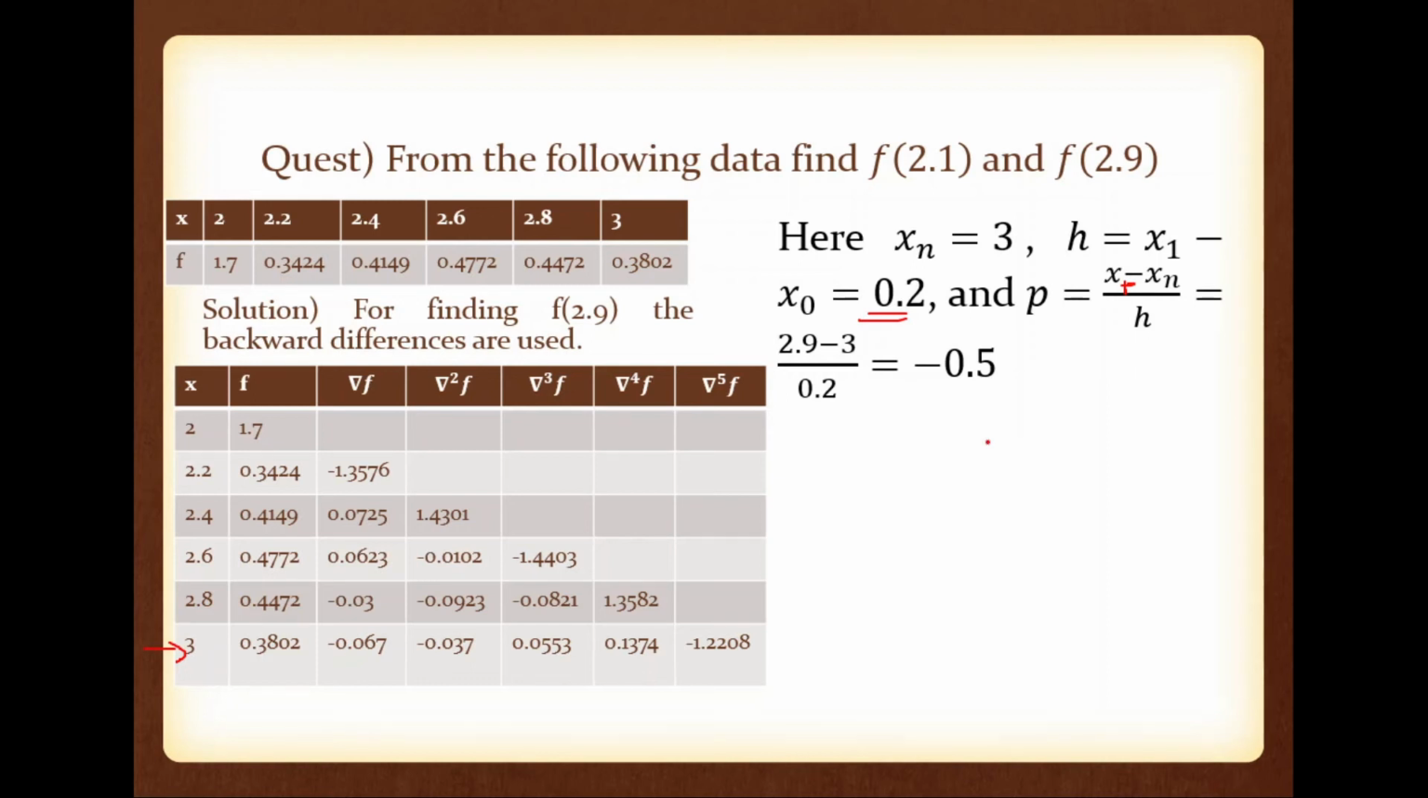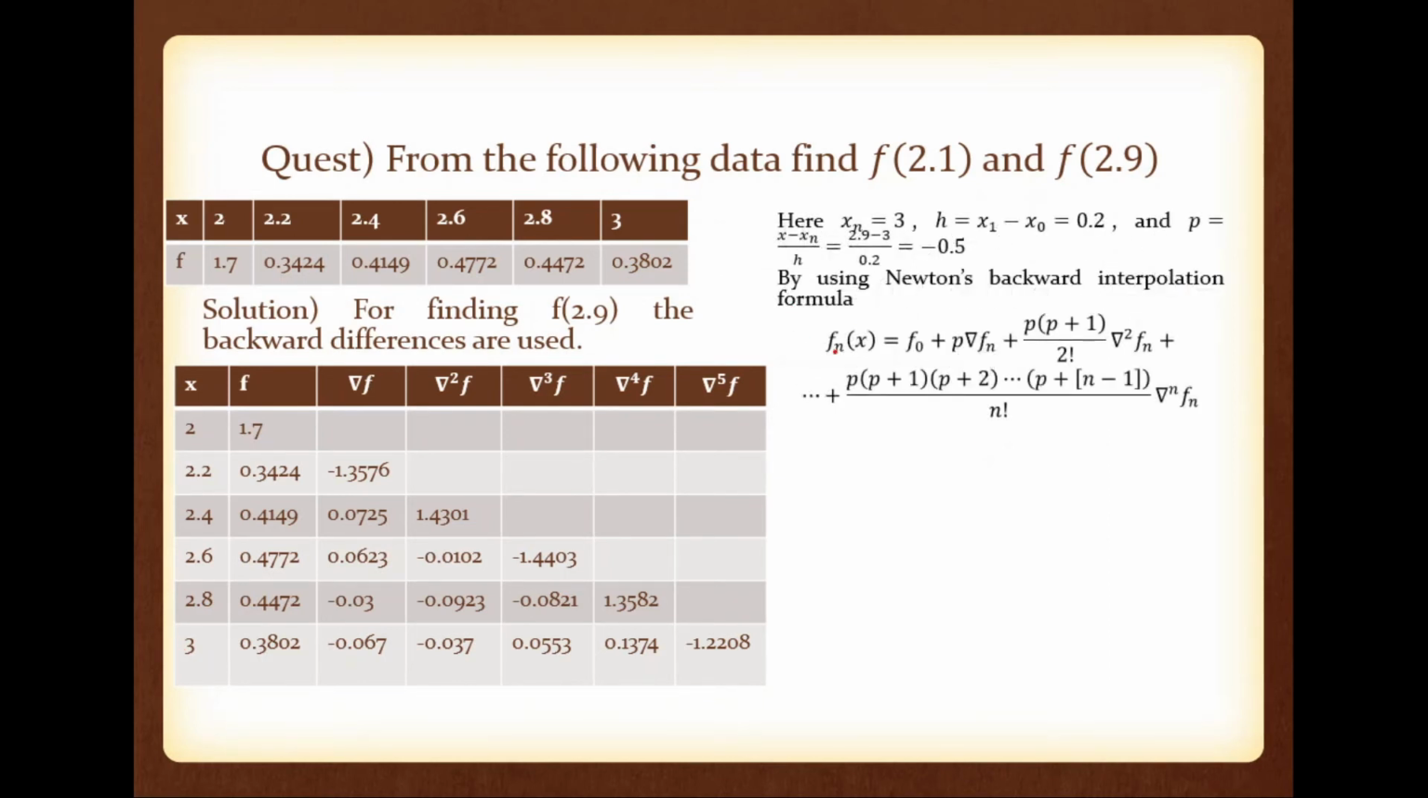So now what is Newton's backward difference extrapolation formula? That is fn of x is equal to fn plus p del fn plus p into p plus 1 divided by 2 factorial into del square fn plus etc. plus p into p plus 1 into p plus 2 into etc. into p plus n minus 1 divided by n factorial into del raised to n fn. So this one is Newton's backward extrapolation formula. I told you, if x is variable, then it is an interpolation formula also.